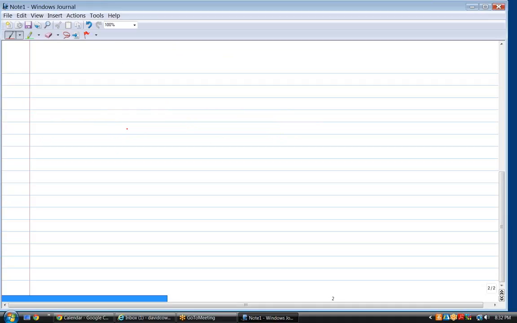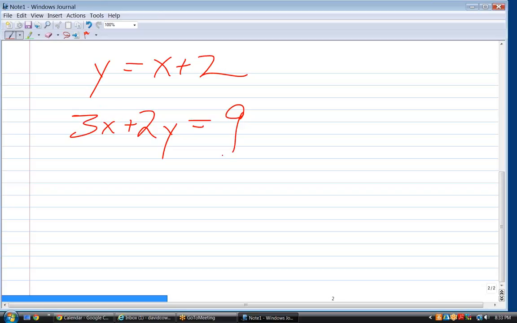Do you have another one? Yeah, I do. I have a lot. y equals x plus 2 is the first one. And the second one is 3x plus 2y equals 9. This does not look like it's a multiple of the first equation. The x has a different coefficient than the y does. So I can probably solve this by substitution, as long as it's not in conflict, and it doesn't look like it will be. It looks nothing like the first equation.